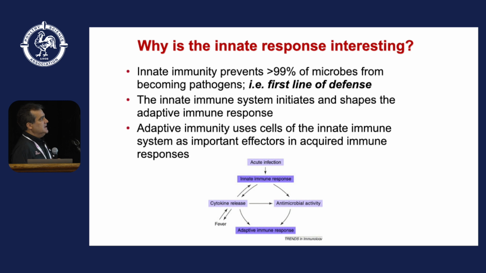Here is an example. If you have an acute infection, you immediately have that innate immune response. You get antimicrobial activities, all sorts of stuff gets secreted, cytokines are released. Some of those will actually trigger the adaptive immune system. That's when the innate immunity is calling for help: I can't deal with the insult by myself, come help me.